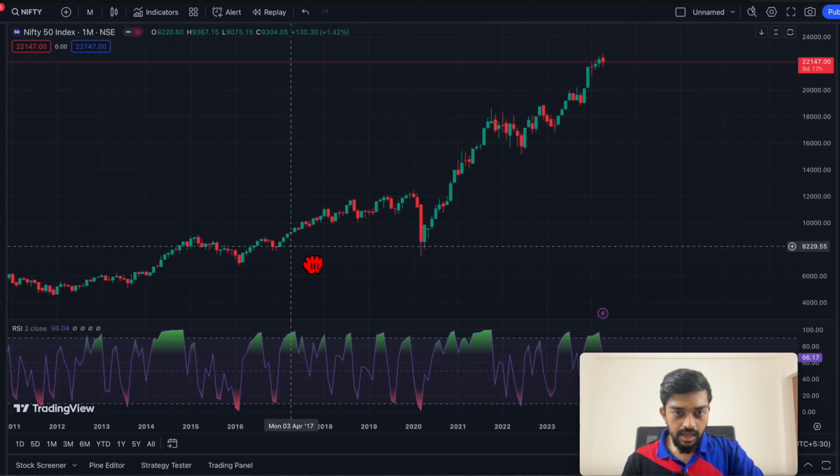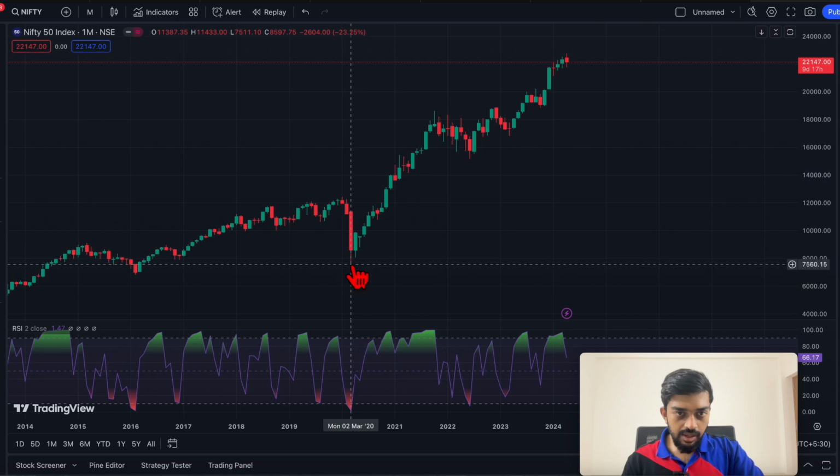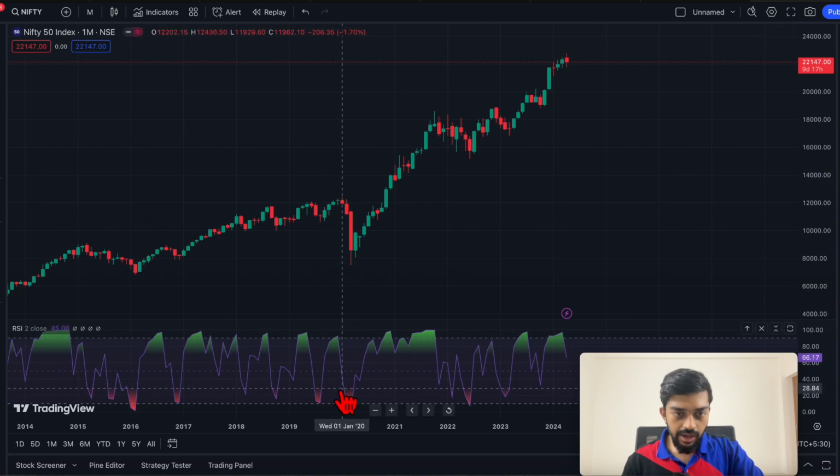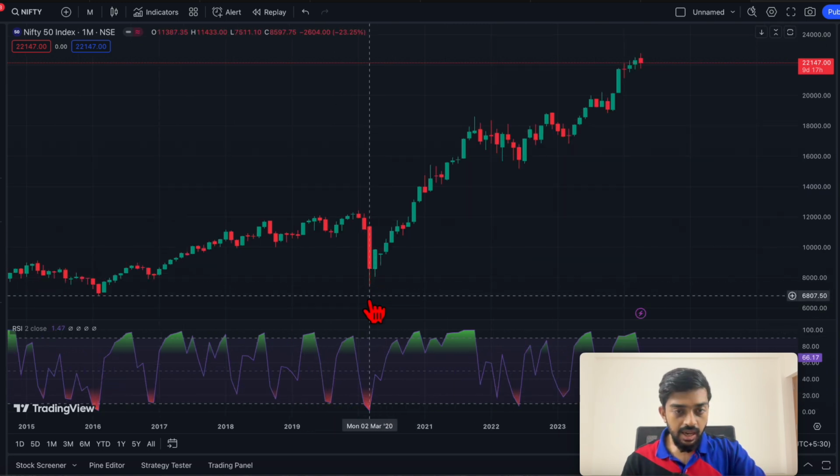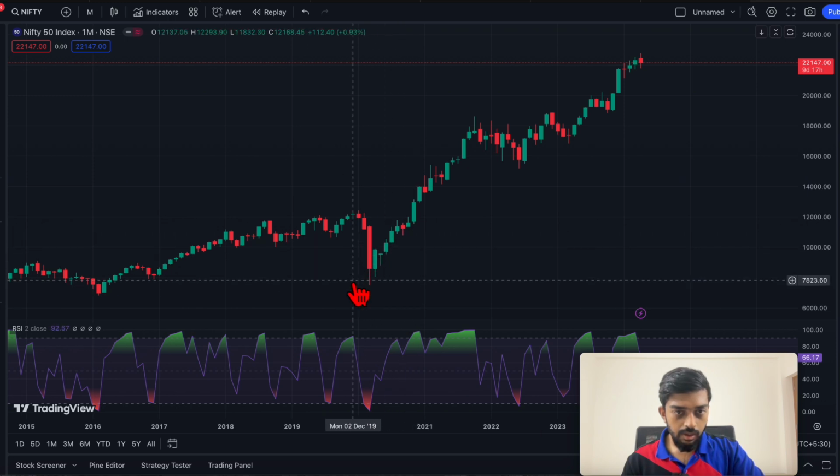the COVID crash as well, where we can see a large red candle and below that we can see the RSI value to be 2.47. So this is where we will invest a lump sum amount. So by checking the RSI option, we can here identify the bottom part of the bearish zone.